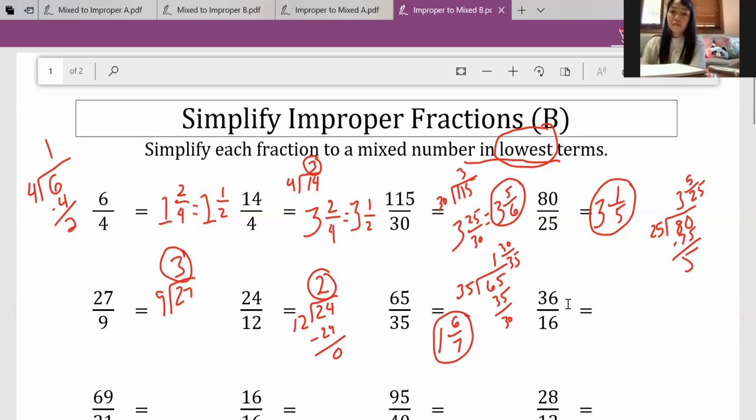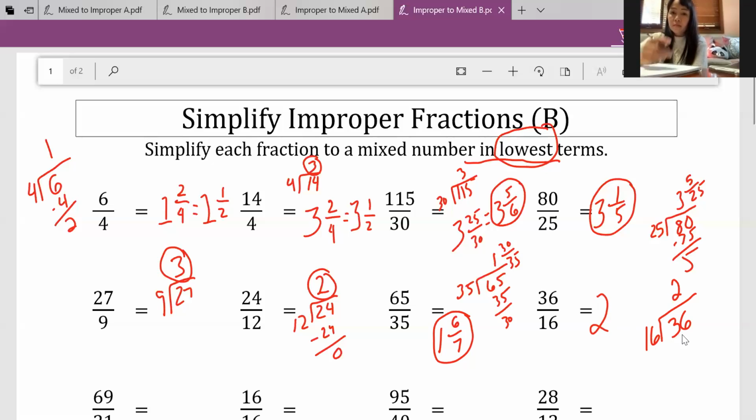So here I have 36 over 16. I remember the denominator is the divisor. Here's 16. And the numerator, 36, goes inside the box. That's called the dividend. And I know 16 times 2 is going to be 32. So I'm going to put a 2 here. That's my quotient. The quotient is also the whole number.